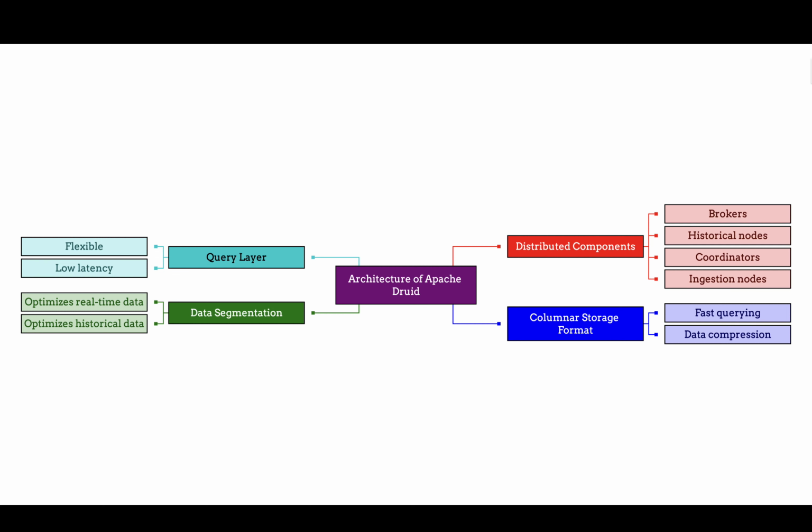Architecture of Apache Druid. 1. Distributed components. Consists of various distributed components like brokers, historical nodes, coordinators, and ingestion nodes. 2. Columnar storage format. Utilizes a columnar storage format for fast querying and data compression. 3. Data segmentation. Stores data in segments, optimizing for both real-time and historical data analysis. 4. Query layer. Features a flexible query layer capable of handling a wide range of analytic queries with low latency.